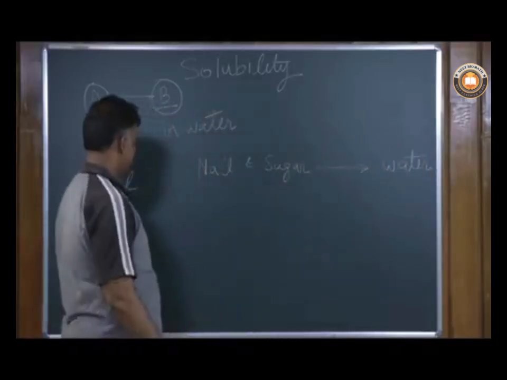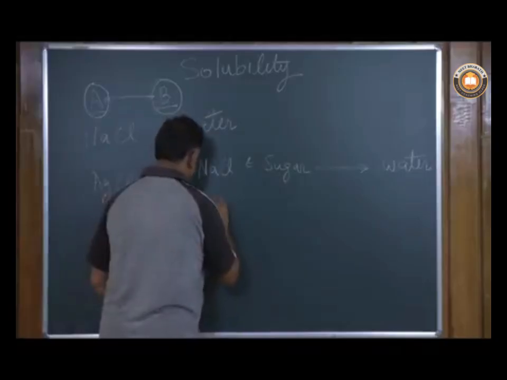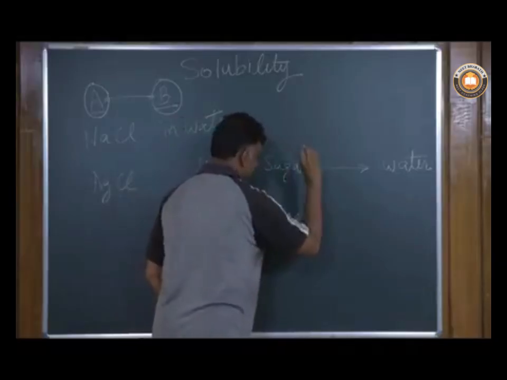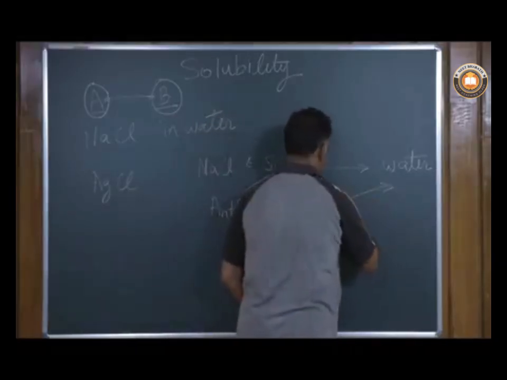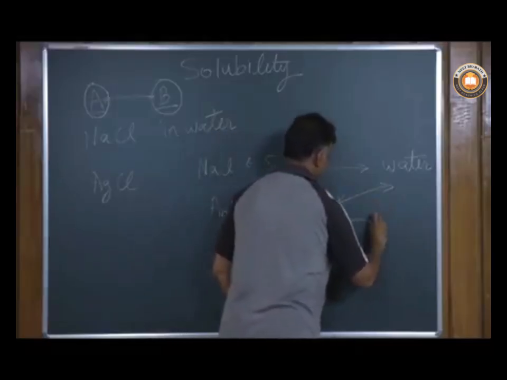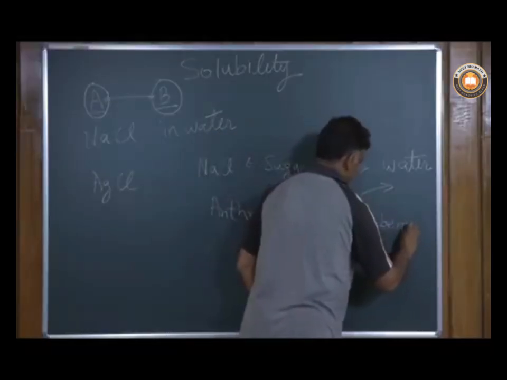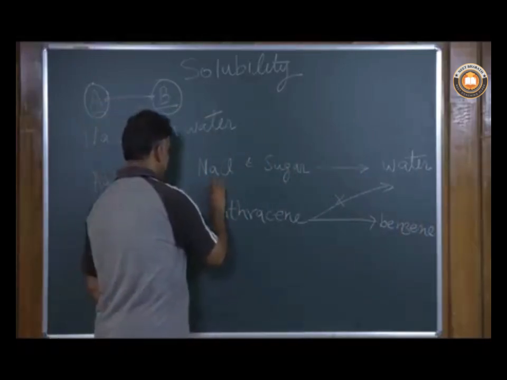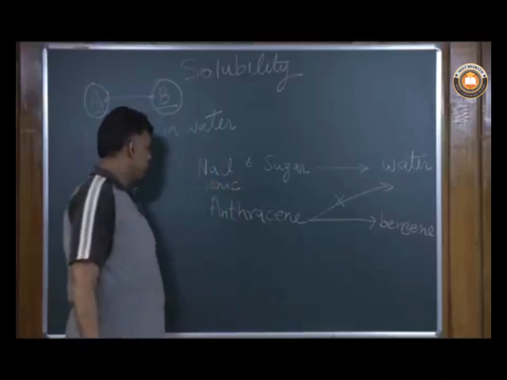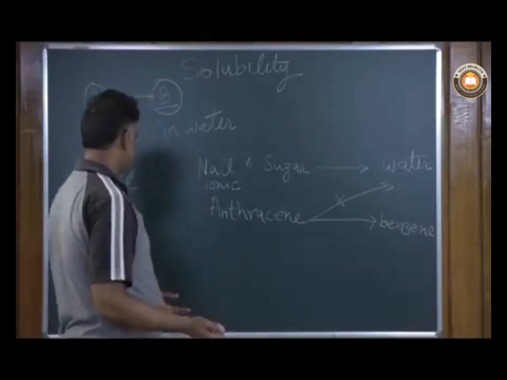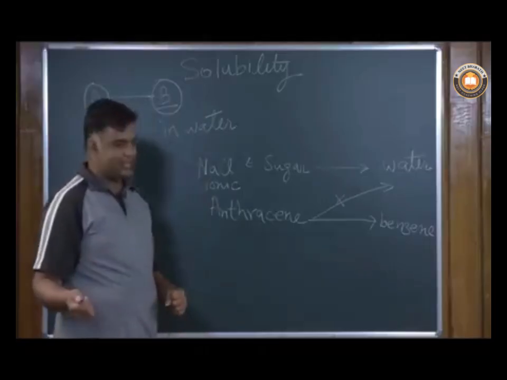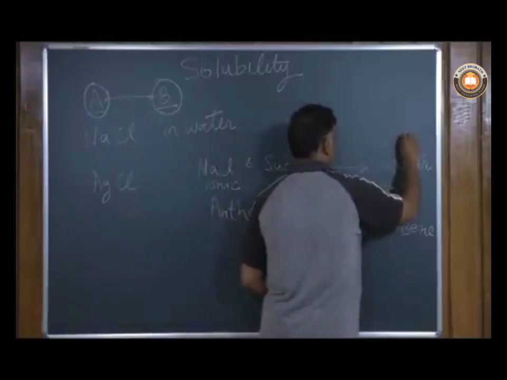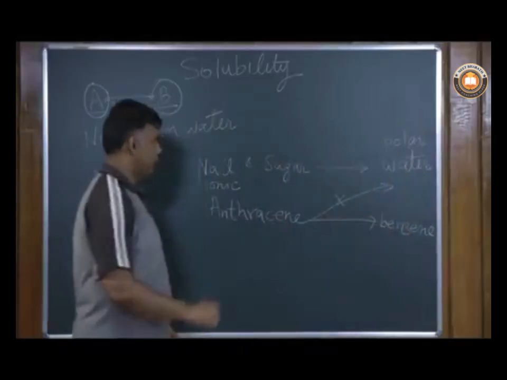But another example, anthracene, does not dissolve in water at all, but it readily dissolves in benzene. If we try to understand the interaction, NaCl is ionic, goes into the solution and dissociates as ions, it becomes Na plus and Cl minus, gets solvated by water, which is polar, and that's how it has a very high solubility.